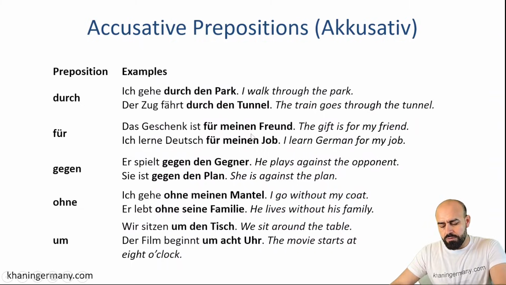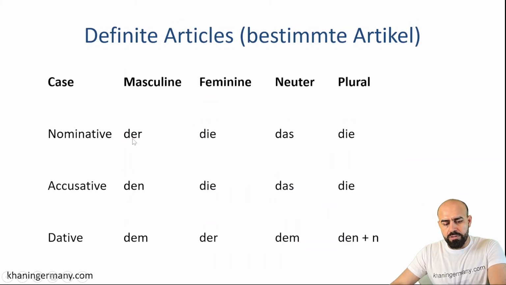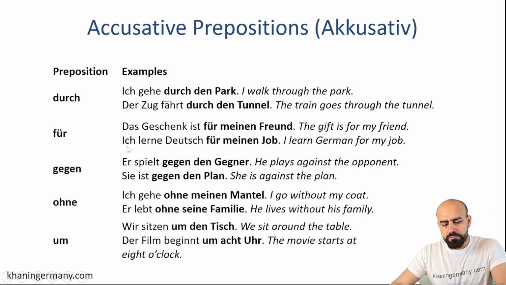This was just shortly before we had a look at. Der gets converted to den in accusative. Yeah, and then: Ich lerne Deutsch für meinen Job. So mein becomes meinen in accusative, and der Job becomes den Job. Okay, so ich lerne Deutsch für meinen Job. I learn German for my job.